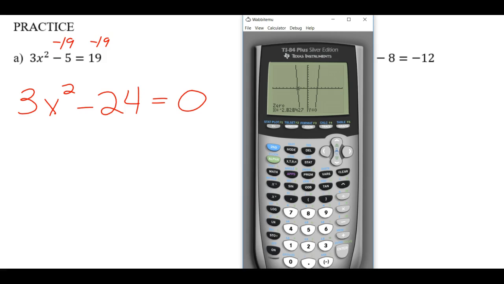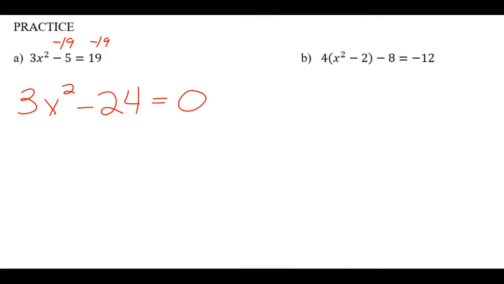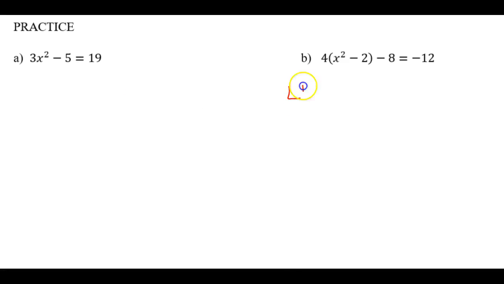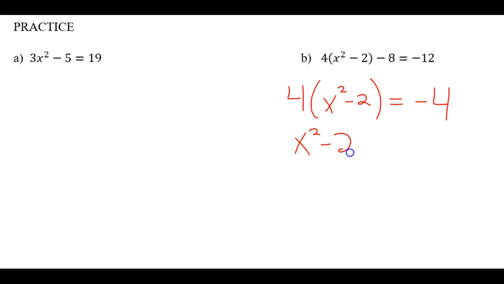Now I want you to do example B on your own. So you should have added 8. How many of you added 8 first? So add 8, we get negative 4. And then we divide by 4. Now you don't need the parentheses anymore if the 4 is gone. And then we add the 2 over. That gives me x squared equals 1.